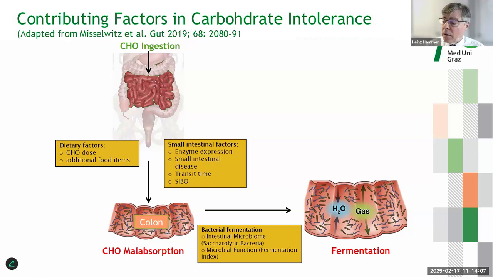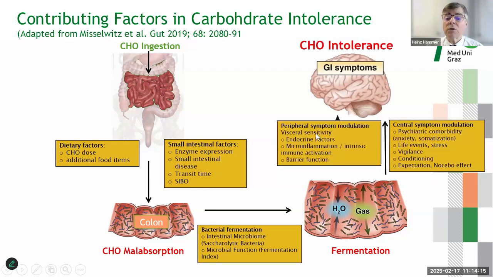However, to finally arrive at carbohydrate intolerance, additional factors like peripheral symptom modulation, visceral sensitivity, endocrine factors, microinflammation, barrier function, and central symptom modulation like psychiatric comorbidity, life event stress, vigilance, conditioning, and nocebo effect all play a role in the development of GI symptoms, finally coming to the term of carbohydrate intolerance. So it is of huge importance to have a standardized assessment of GI symptoms after ingestion of carbohydrates in order to diagnose carbohydrate intolerance.